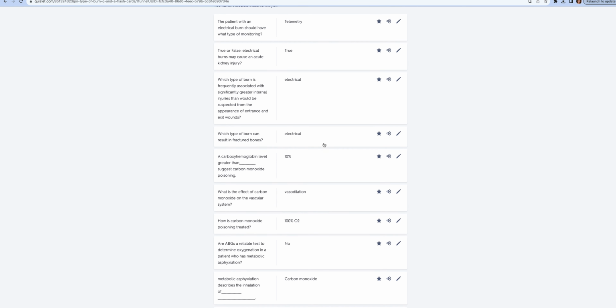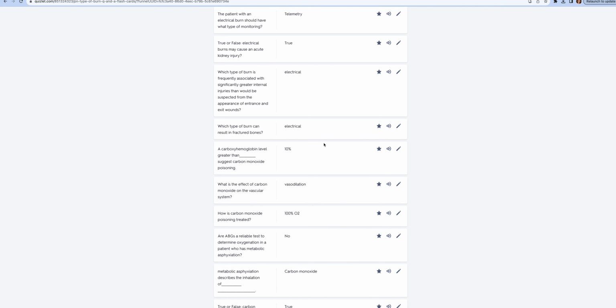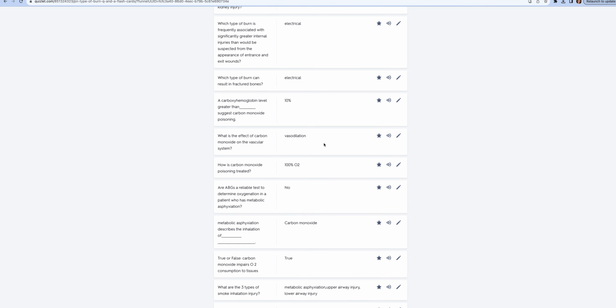A carboxyhemoglobin level greater than 10% suggests carbon monoxide poisoning. If you get a report that your patient was burned inside, also think about carbon monoxide poisoning. The direct effect of it on the vascular system is going to be vasodilation. So your patient is going to complain of headache. They'll have cherry red lips and skin. You'll see cherry red skin. It's treated by giving 100% O2.